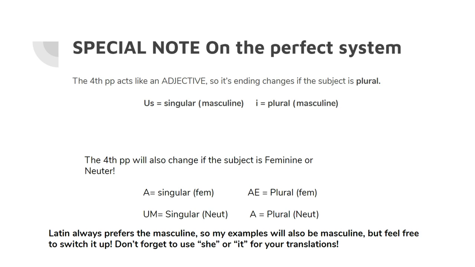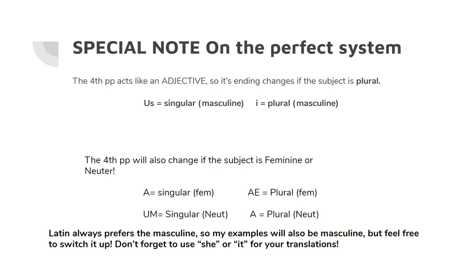So as we go through our examples in class, 9 times out of 10, I'm going to be using this US and I ending. It's just the way that the grammar typically is shown, and so that's what I'll usually do. But feel free, if you'd like to ever switch these up and use the AE or UMA endings, totally fine by me. In fact, I'd love to see that.